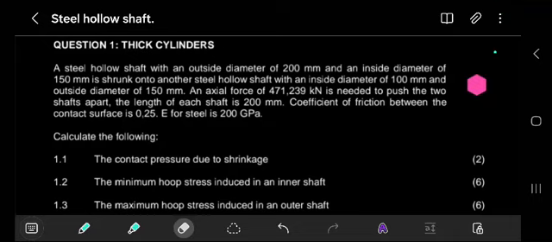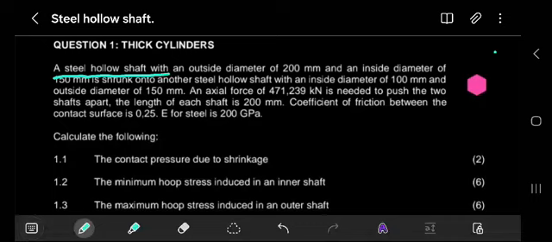Today we'll be dealing with strength of materials, still on thick cylinders, right? This is question 1, which was an exam question paper. We're given question 1, which reads as follows: a steel hollow shaft.